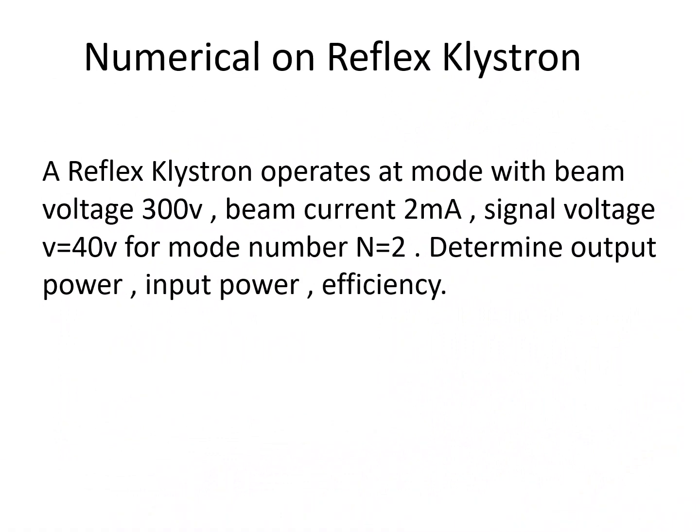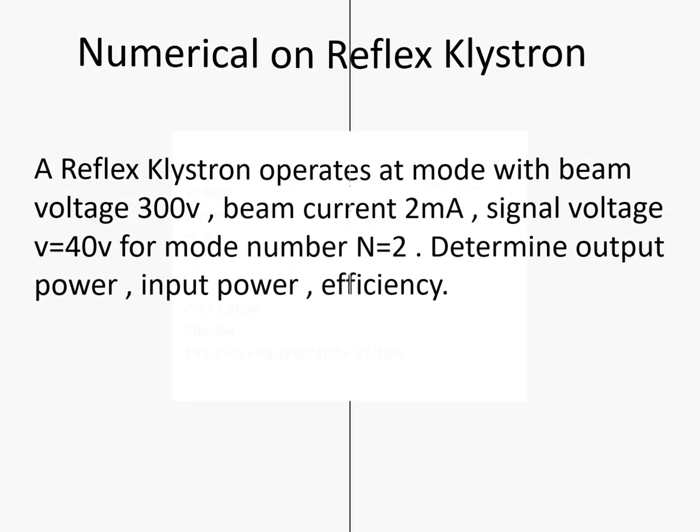Let us see one numerical on reflex klystron. The reflex klystron operates at mode with beam voltage 300 volt, beam current 20 milliampere, signal voltage 40 volts for mode number n is equal to 2. Determine output power, input power and efficiency. This is the problem statement, and now let us see the solution for the given problem statement.